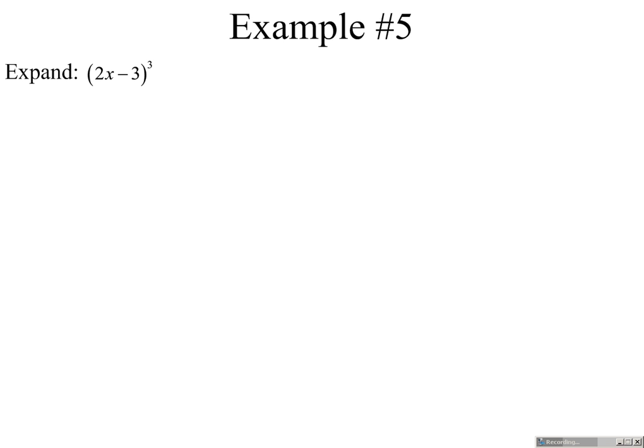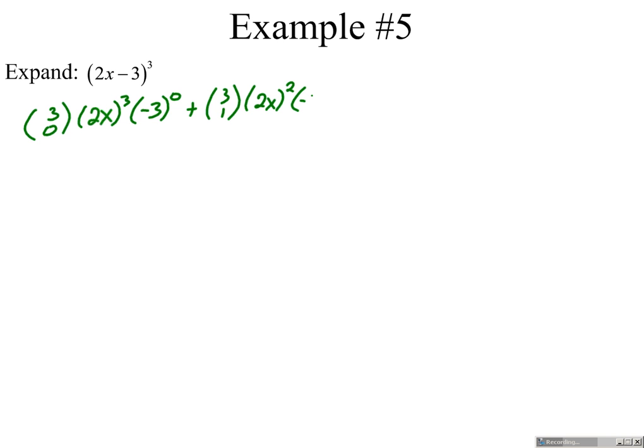Third one, 2x minus 3 cubed. Start with your binomial. Highest possible exponent, choosing 0. 3 choose 0. First term to the highest possible, last term to the lowest possible. 3 choose 1. First term decreases by 1. Second term increases by 1. 3 choose 2. First term decreases by 1. Second term increases by 1.